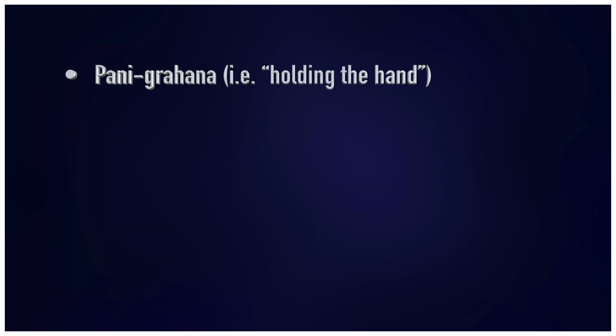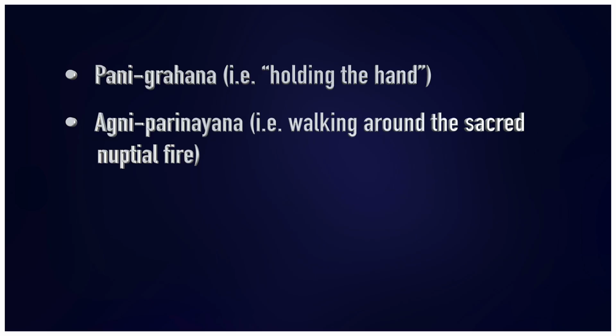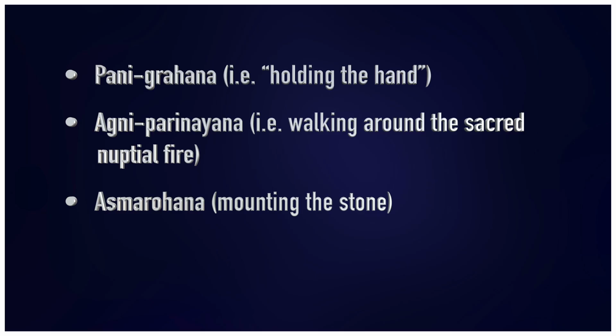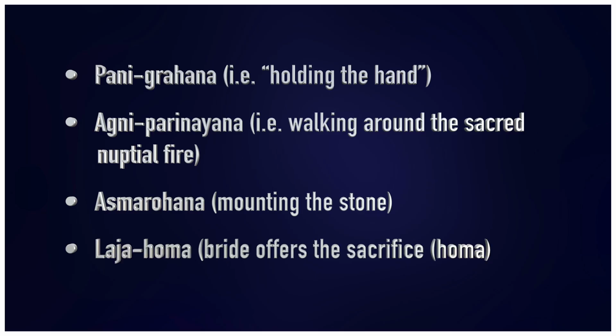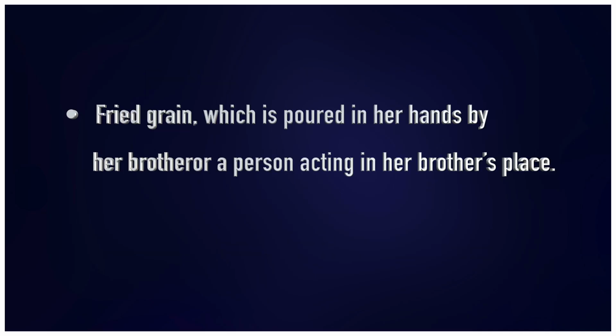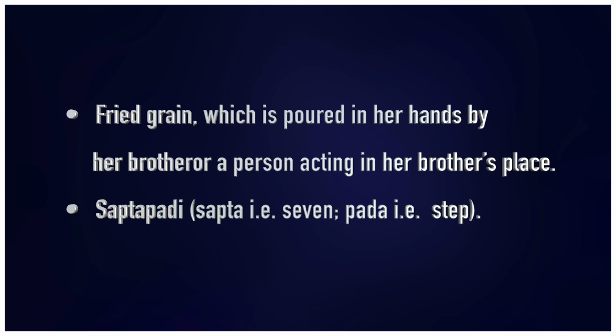The Pani Grahana, that is holding the hand. The Agni Parinayana, that is walking around the sacred nuptial fire. The Asmarohana, that is mounting the stone. The Laja homa, where the bride offers the sacrifice homa of fried grain, which is poured in her hands by her brother or a person acting in her brother's place. And the Saptapadi, Sapta, that is 7, Pada, that is step, near the nuptial altar.